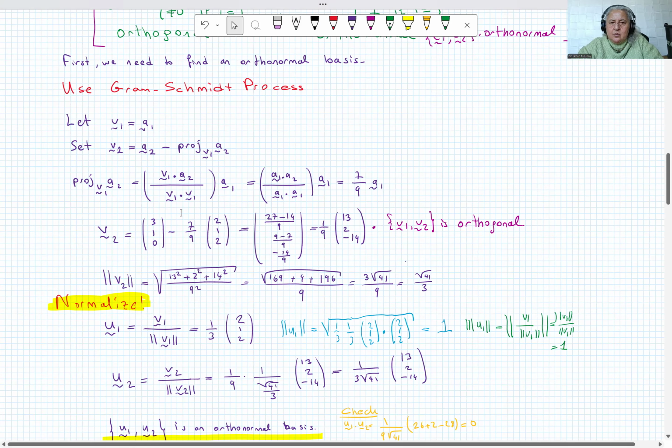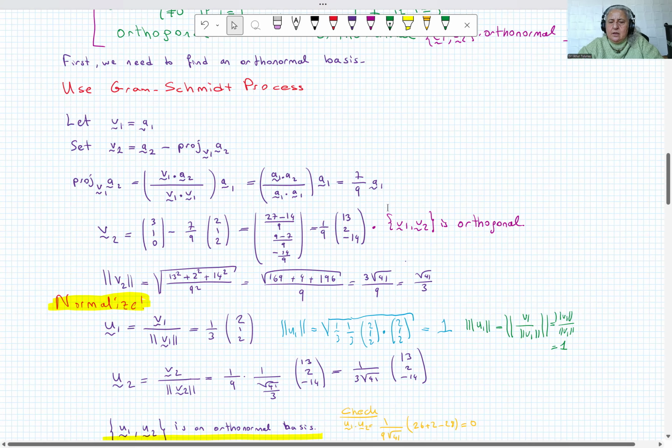Calculate the dot products, so plug it in. That will be A1, A2. We calculate: A1 dot A1 is 9, A1 dot A2 is 7. So this is 7 over 9, A1. This one will be A2, this vector, minus 7 over 9, A1, which is the A1 vector. This way we calculate this vector, which will be the vector V2. So you have V1 vector and V2 vector, and they will be an orthogonal basis.